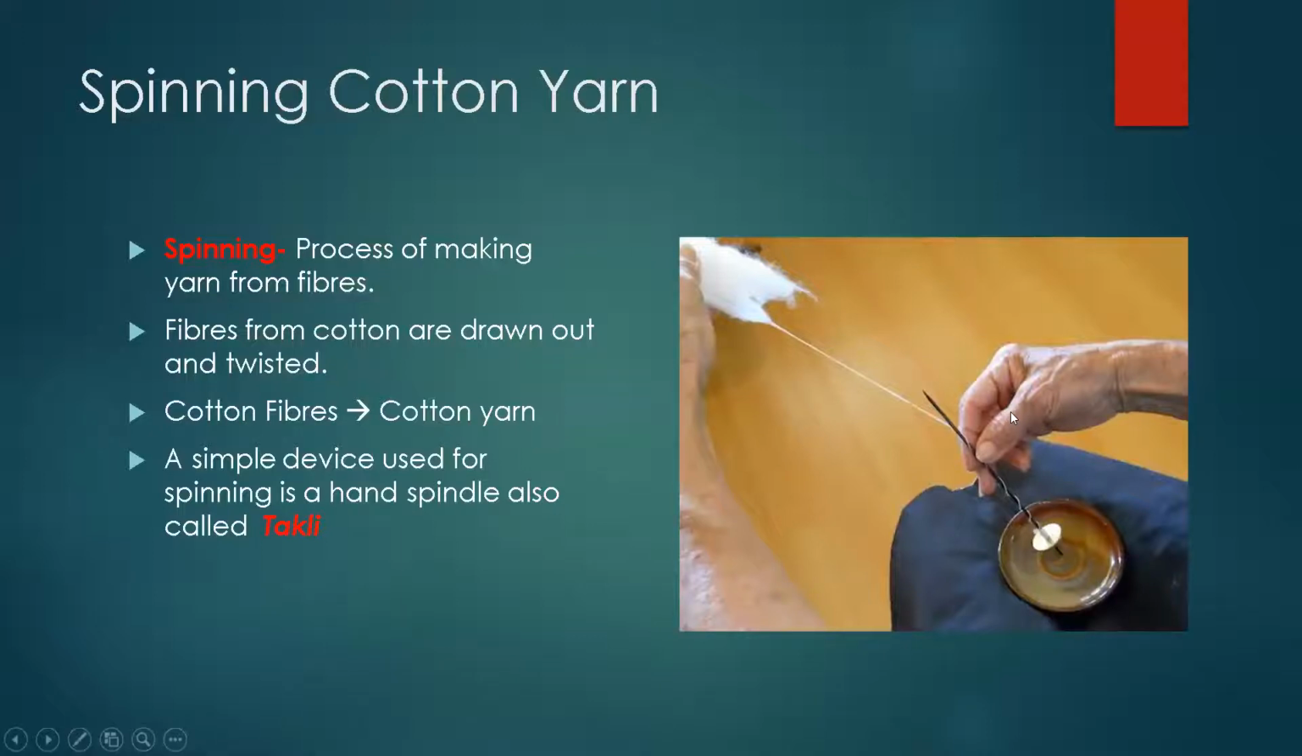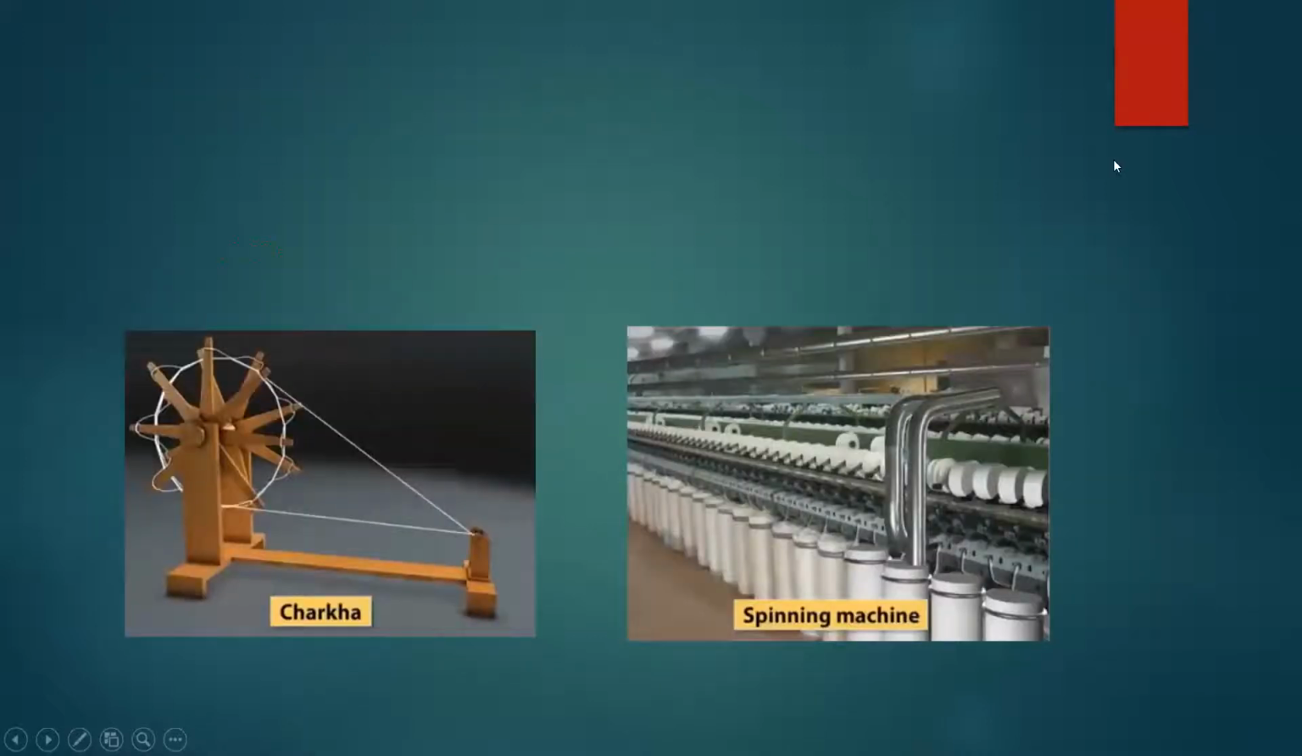Now next, other inventions also took place, that are charkha and then the spinning machine. You all know that Mohandas Karamchand Gandhi used it during the independence of India, so that we can wear the clothes that are made in India. Khadi, that we call.